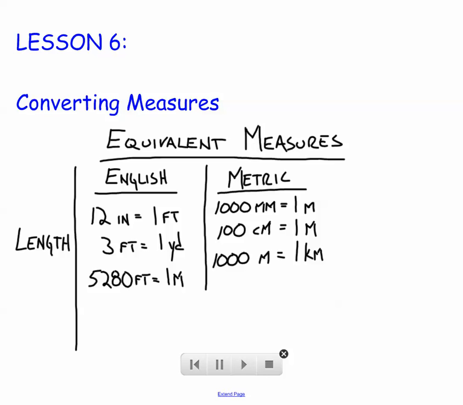Okay, now we also need some way to get from English to metric. Here's a couple. 1 inch is 2.54 centimeters. And 1 mile is about 1.6 kilometers. Okay, this is not an exhaustive list of all the ways we can measure things. There's also decimeters and nanometers. But this is good enough to get us going.